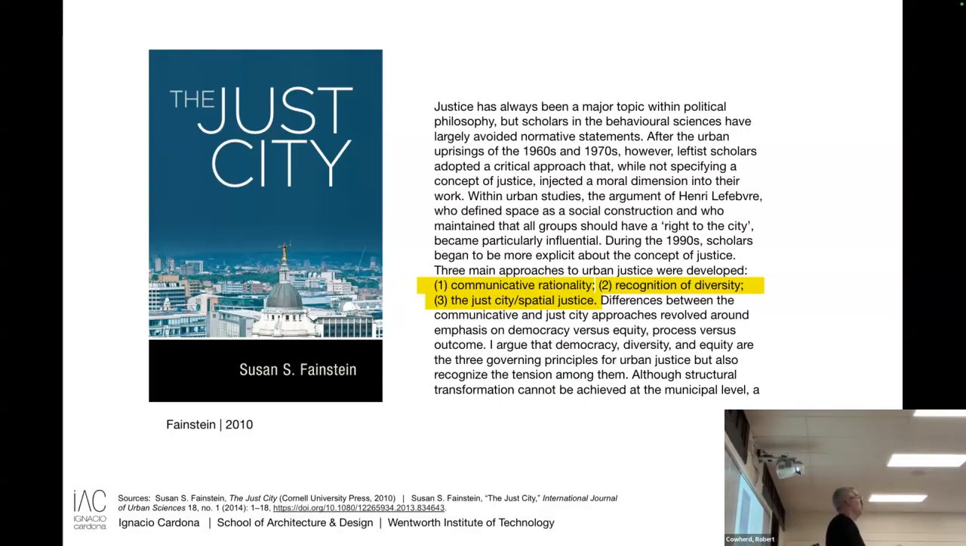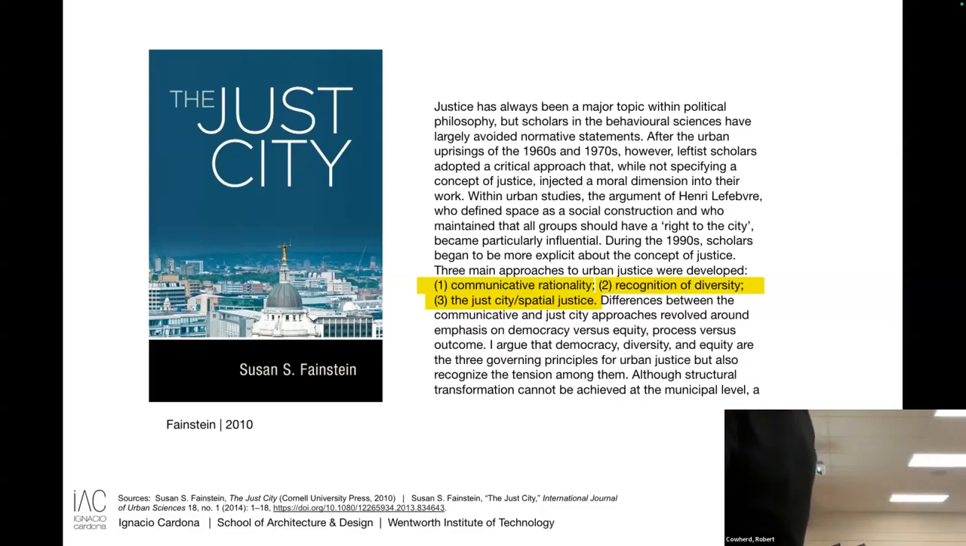Caring, yes. How can we do this transformation through projects? These are the 3 conditions to create just cities.